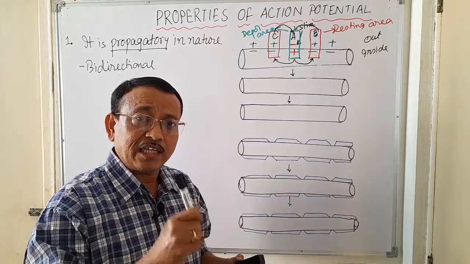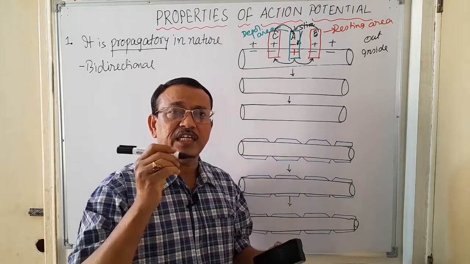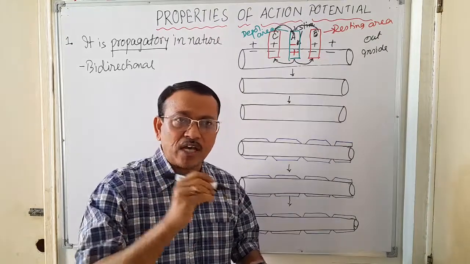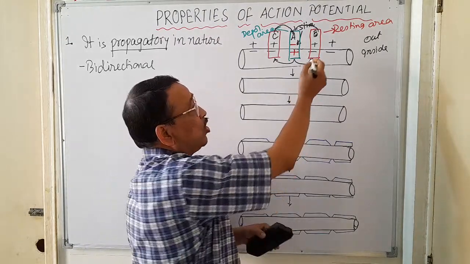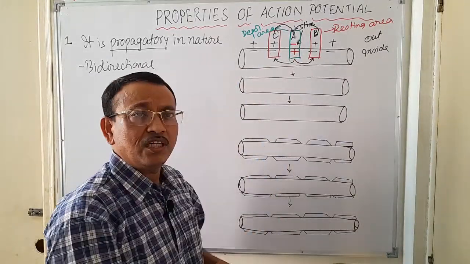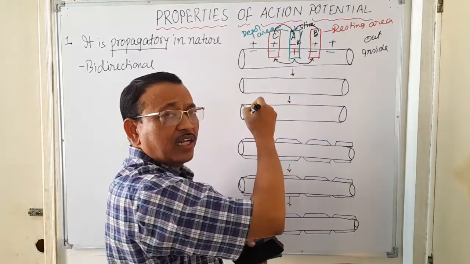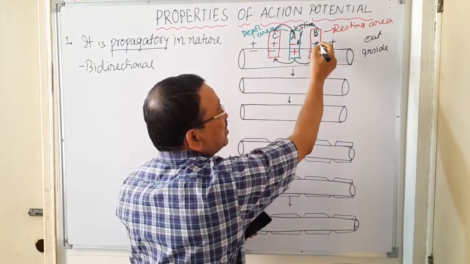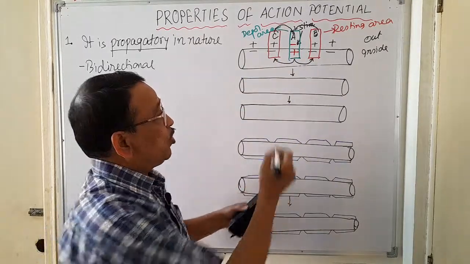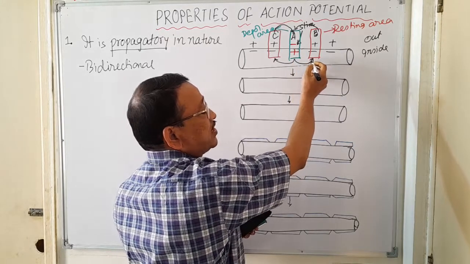But the change of the membrane potential at any point happens only if a stimulus is applied. But here no stimulus is applied at point B or point C. The stimulus is applied only at point A, but potential changes take place at point B and also point C because of the flow of positive ions from the depolarized area to the resting area.